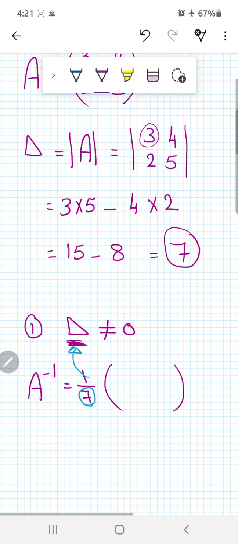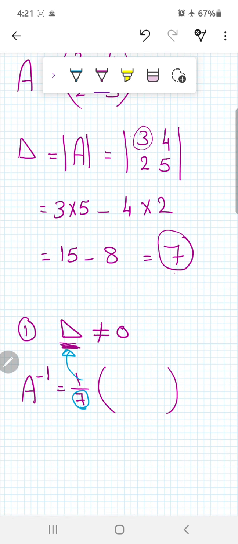In this matrix, first we exchange the main diagonal. Here we have the main diagonal 3, 5. Exchange, so 5 will be here and 3 will be here. Okay, and change the sign of the other diagonal. What's the meaning of change the sign? 4 here will be -4, and 2 here will be -2.